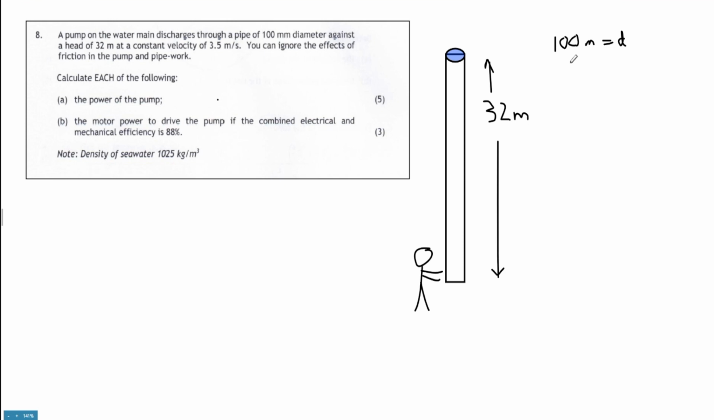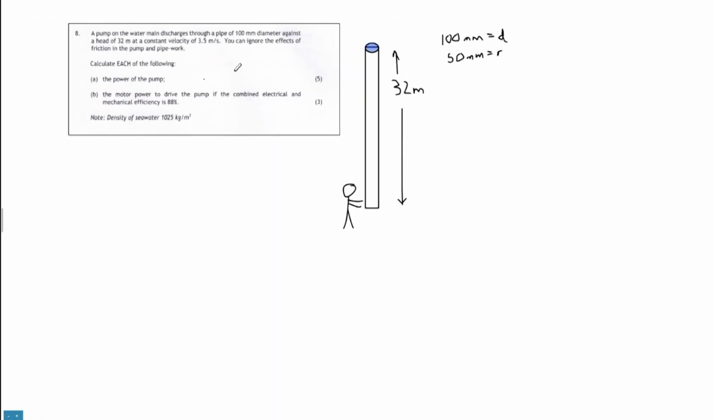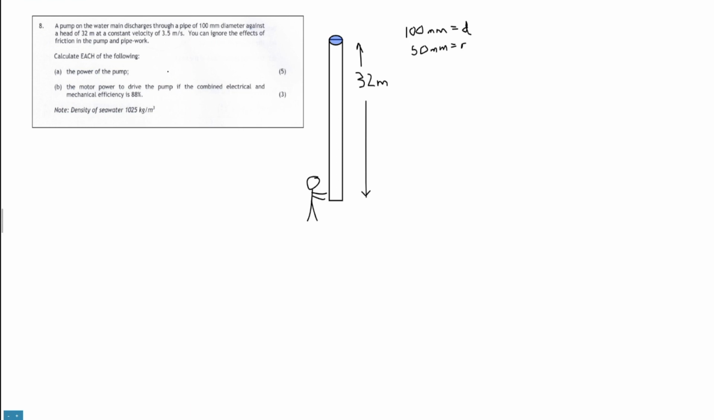I really need the radius of this thing. That says 100 meters. That's not good. 100 millimeters is the diameter, and I want to get the radius. So that means it'll be 50 millimeters on the radius. I'm going to have to make this a little bit smaller so I can fit it all on. Okay, so we've got 50 millimeters on the radius.